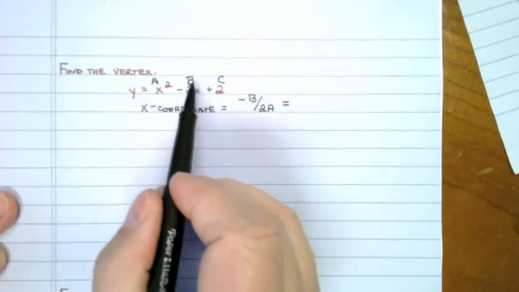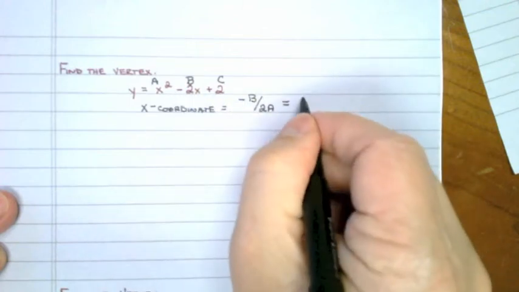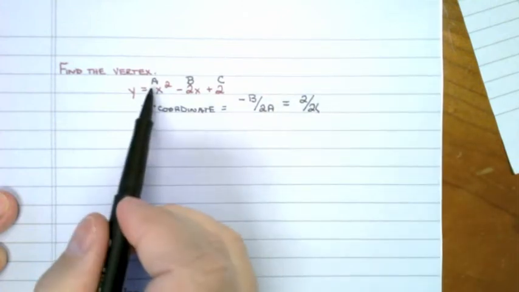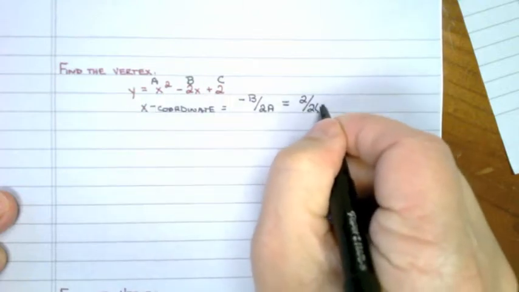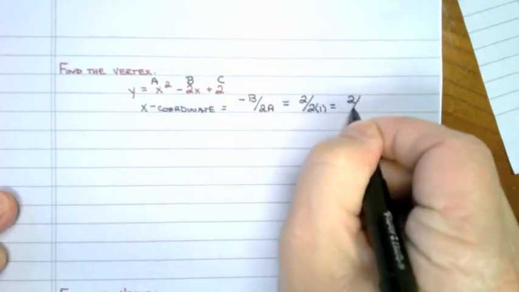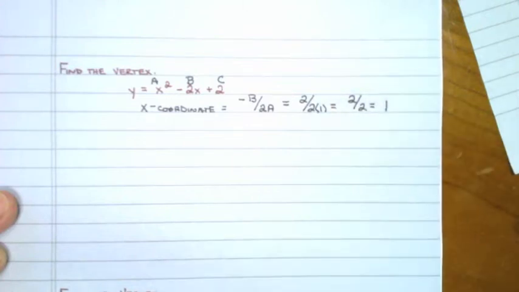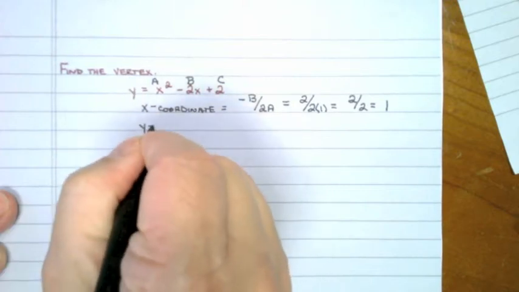Negative b means I'm going to take the opposite of whatever this is and plug it in here. So the opposite of negative 2 is positive 2. And then I'm going to take 2 and multiply whatever a is. The number that's sitting in front of this x squared is a 1. 2 times 1 is 2. 2 divided by 2 is 1. I have found the x-coordinate of my vertex. Now I need to find the y-coordinate.